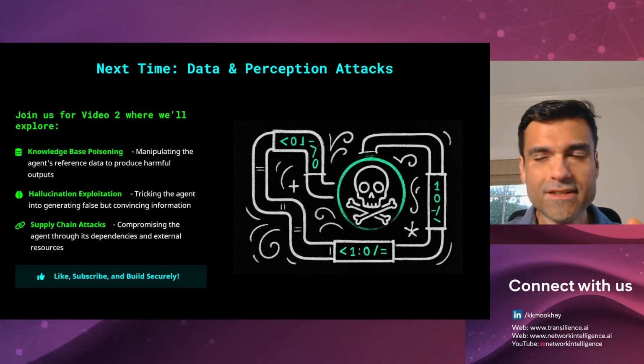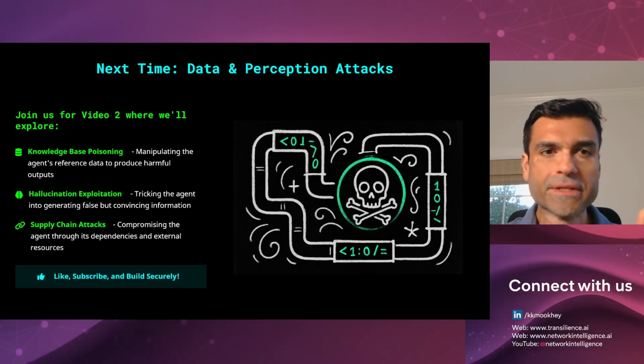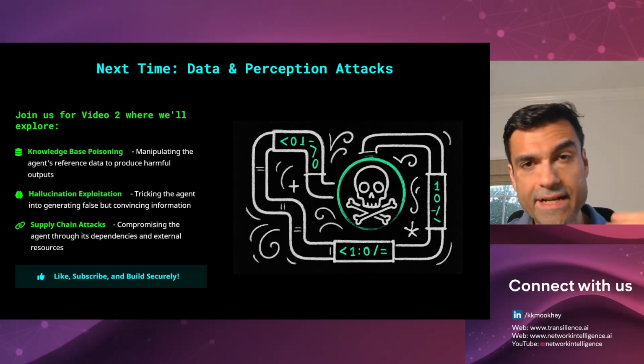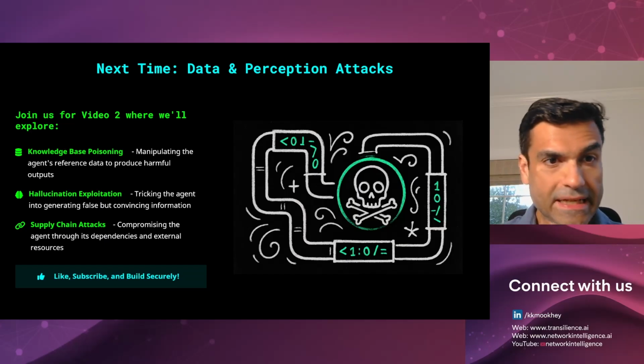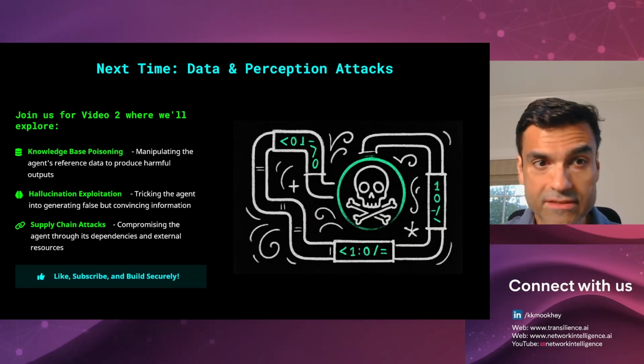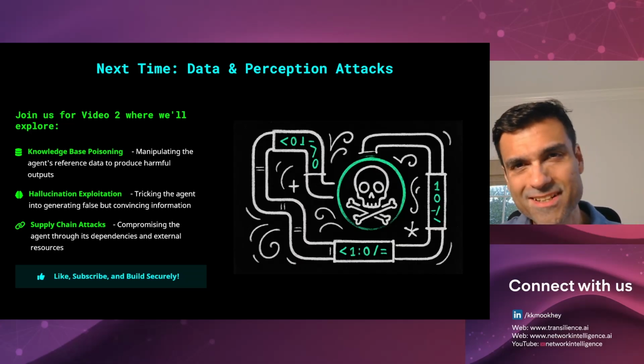I hope you enjoyed this video, you learned something from it. And in the next video, we look at additional attacks as outlined in the CSA Agentic AI Red Teaming Guide. We look at knowledge-based poisoning, we look at hallucination exploitation, and we look at supply chain attacks.